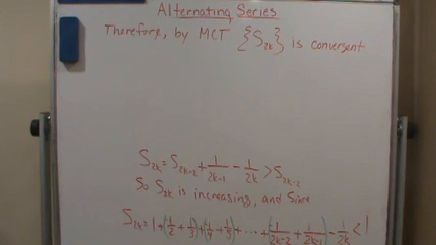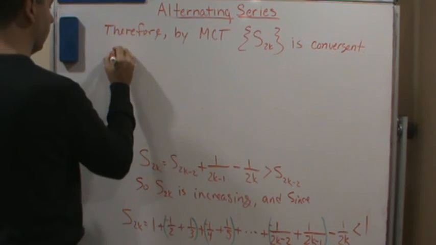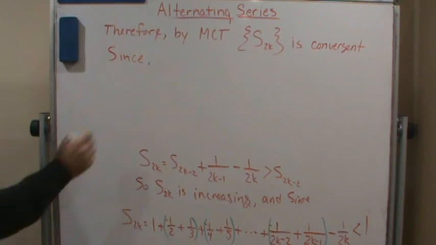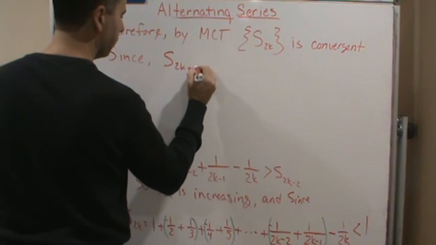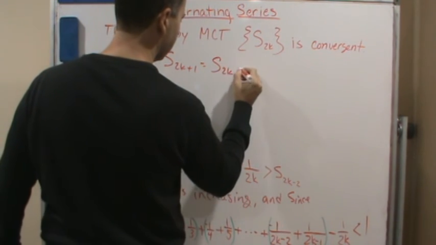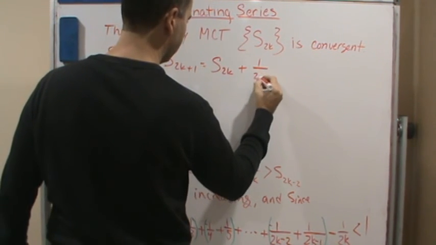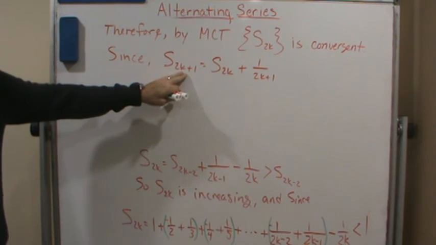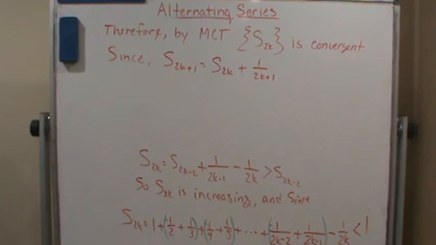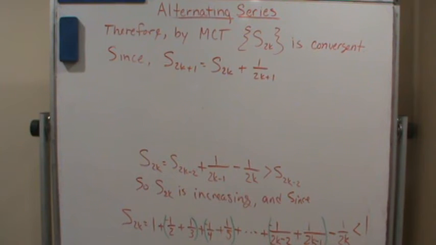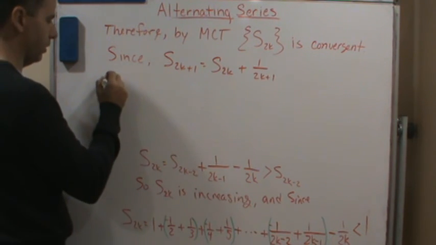Okay, now, since we can rewrite s of 2k plus 1 as s of 2k plus 1 over 2k plus 1, and we know that the sequence of these partial sums is convergent, and this we know is going to 0, right? We can take the limits of these.